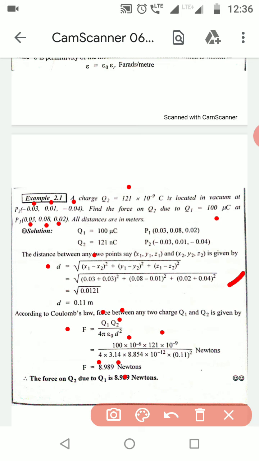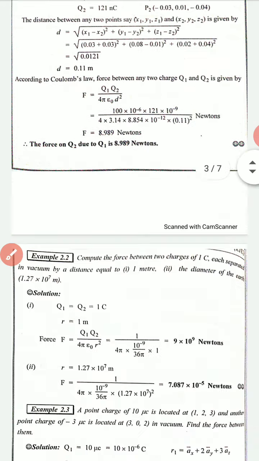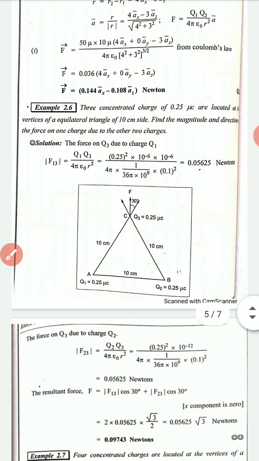We can use this equation. Then we can find out the value of r, that is 0.11 meter. If you apply this value directly to this equation, we can find out the force, that is F equal to 8.989 newtons. That is, the force on Q2 due to Q1 is 8.989 newtons. Okay, then the next problem is 2.6.